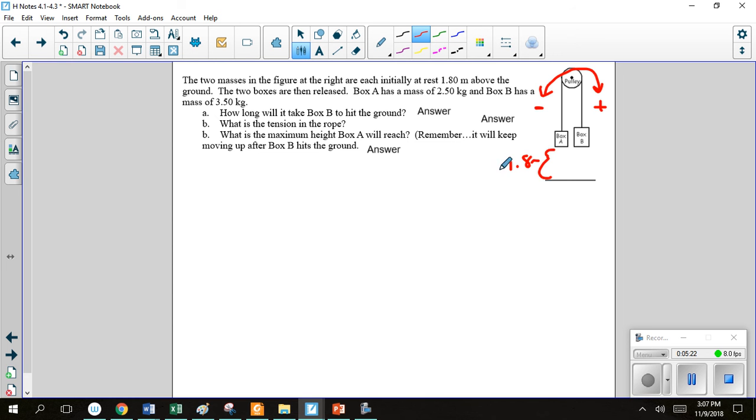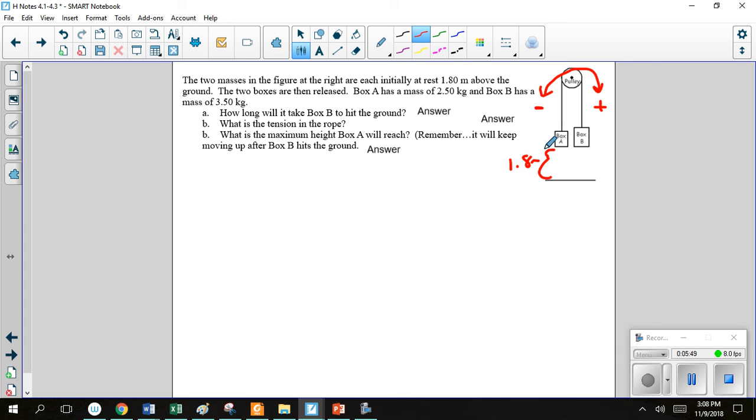We want to know how long it's going to take this box to hit the ground. The problem is, we need to know the acceleration, because this box A is going to be moving with box B. They're connected. So we need to find out how much the whole system is accelerating by, which shouldn't be too hard if we apply some of the information we had from before.